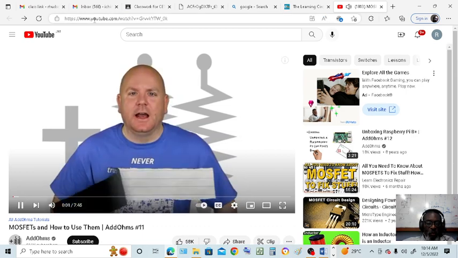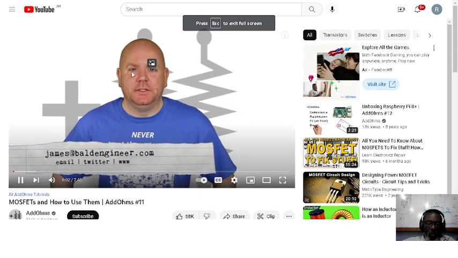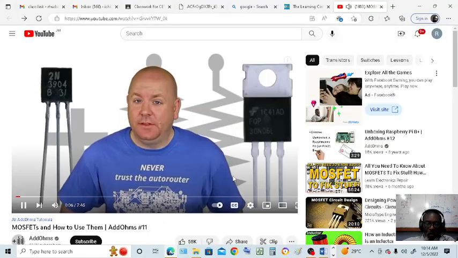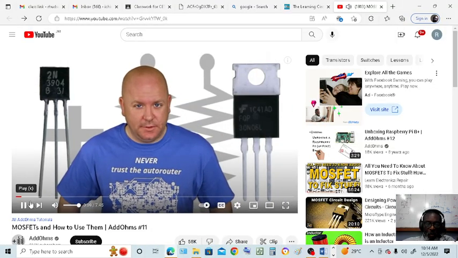Both of these are transistors. One is a BJT and the other is a MOSFET. Can you tell the difference?